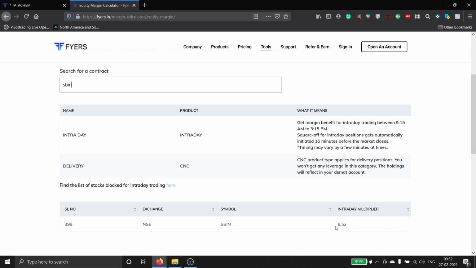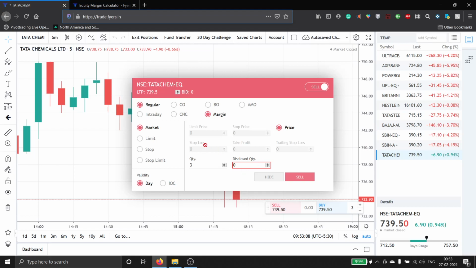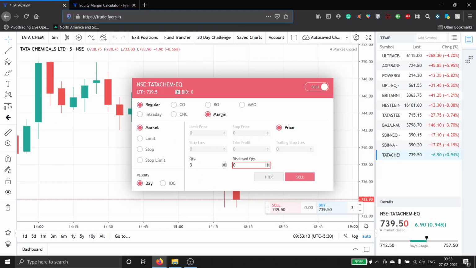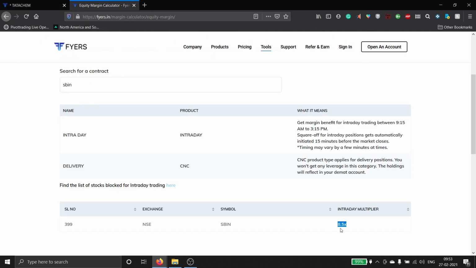So it will give me some multiplier. That means if I want to buy an SBI stock, I just have to pay 1 by 8.5 of that stock. That means if I want to buy 85 stocks, I just have to pay for 10 stocks. Alright, that's the meaning of margin or the intraday multiplier. So if you buy using margin, you don't have to pay for the 85 stocks, you just have to pay for the 10 stocks. That's the meaning of margin.